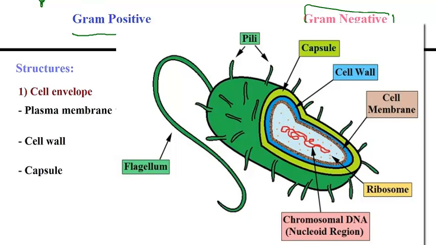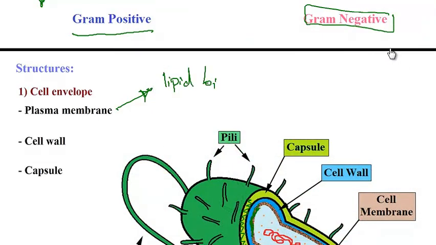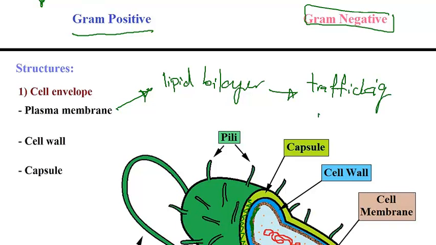So regarding the plasma membrane, this is actually a lipid bilayer that is mixed with proteins in order to form a fluid mixture. So this is a lipid bilayer, and it helps regulate trafficking of molecules into and out of cytoplasm. So it regulates trafficking of molecules.